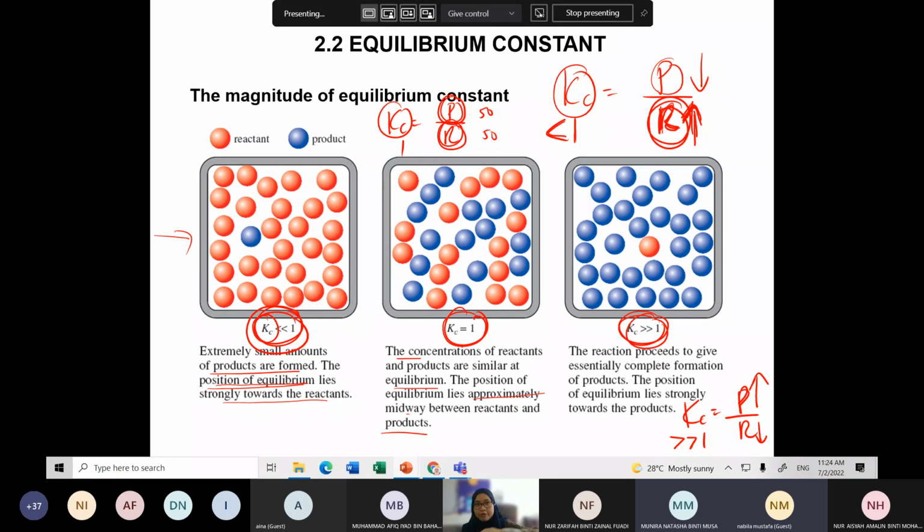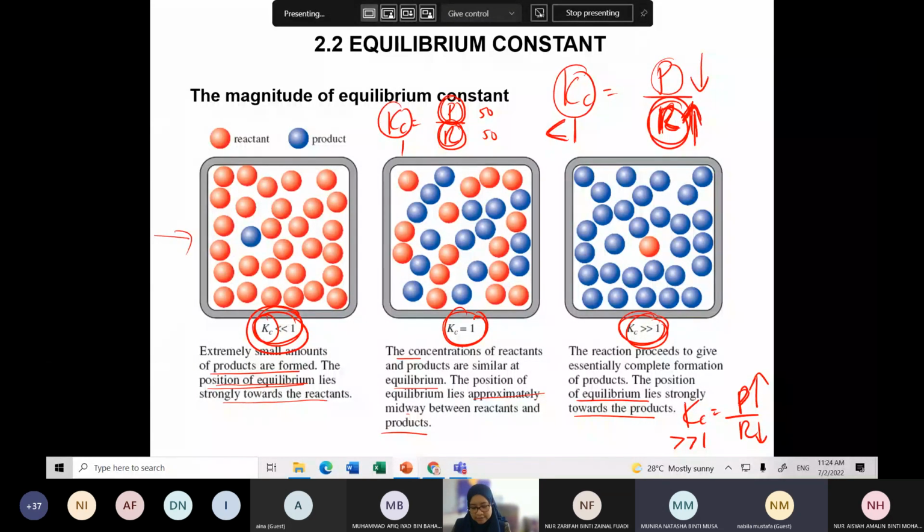That's why dia boleh produce banyak produk and eventually dia sama kan, because nak reach equilibrium dia kena sama. Eventually dia sama. So when the equilibrium has established, kita measure, oh produk banyak, reactant sikit. That's why dia kata, the position of equilibrium lies strongly towards the product ataupun dia favor going to the right.